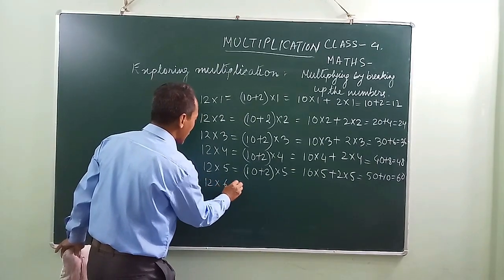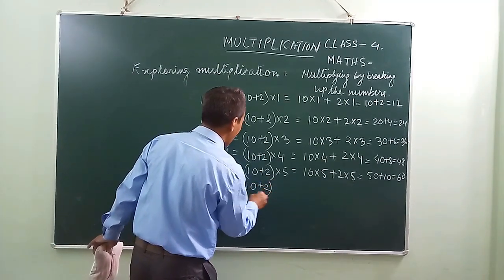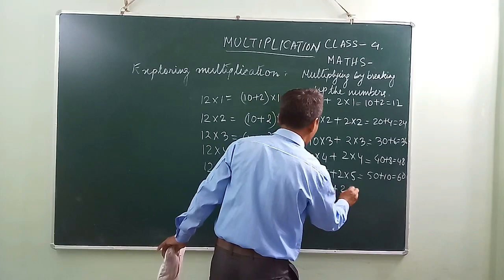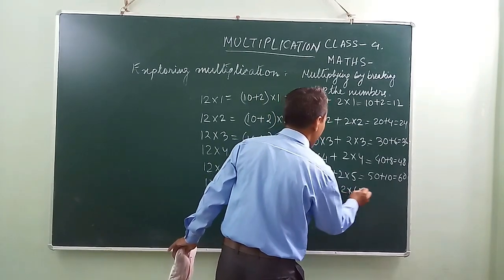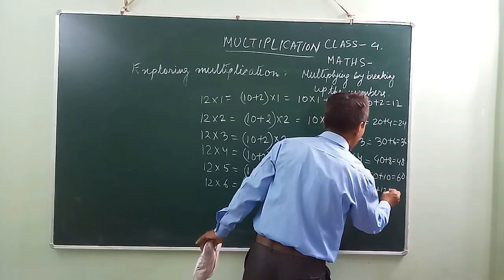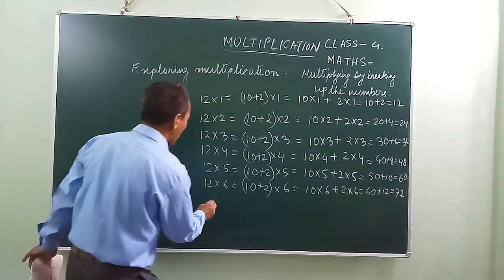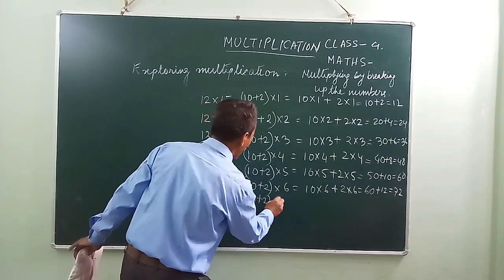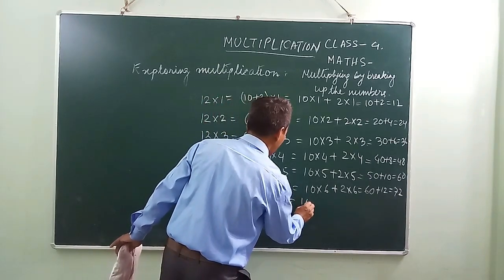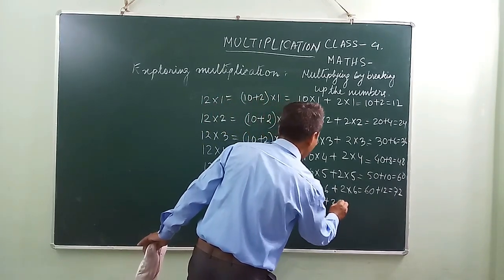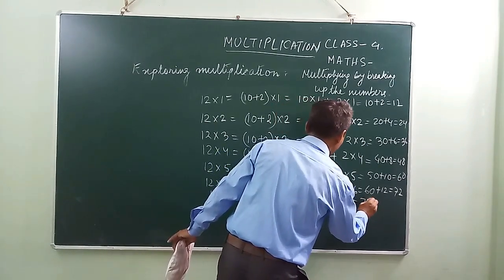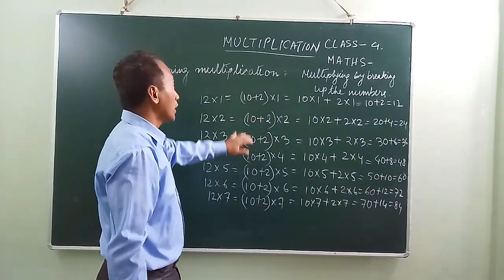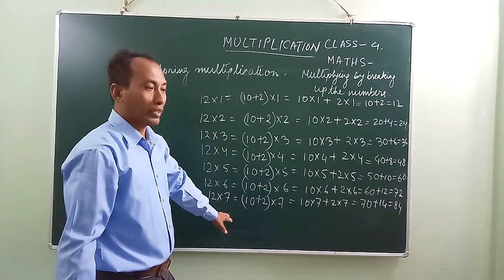12 into 6 is 10 plus 2 into 6 equals 10 into 6 plus 2 into 6. How much? 10 sixes are 60 plus 12 is 72. Similarly, in that way, 12 into 7 is 10 plus 2 into 7 equals 10 into 7 plus 2 into 7 equals 70 plus 14 equals 84. This is how you can multiply by breaking up the numbers.